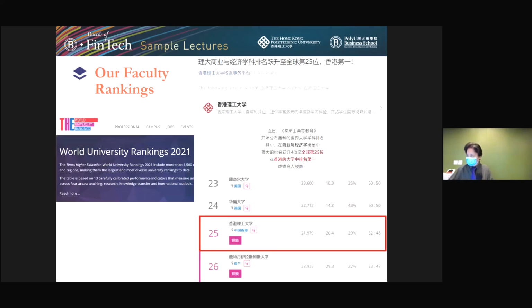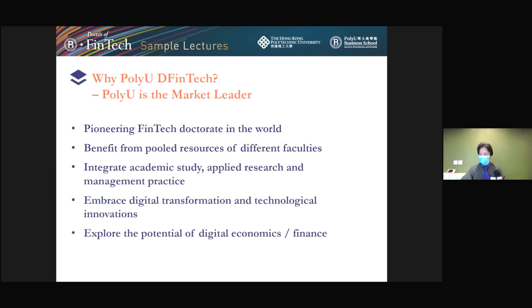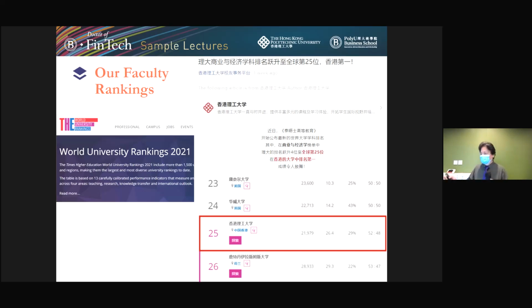Okay, I'm sorry that I'm kind of lazy to copy. I just want to echo that when you join the program, you benefit from the pool of resources of different faculties. And we try to show you a very recent ranking on specific areas, right? So here is from the Times Higher Education World University Ranking 2021.